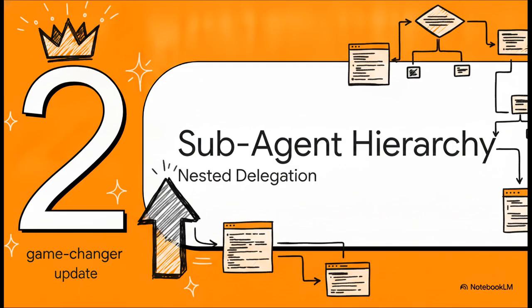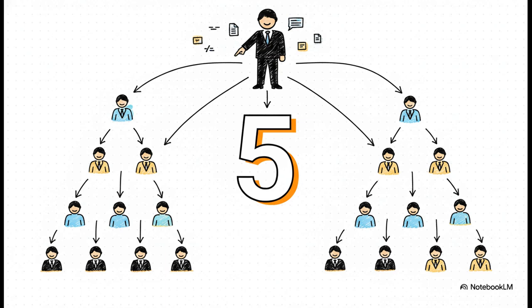Section 2. The sub-agent hierarchy. All right, this is the absolute crown jewel of this update, the number 5. You know how in previous versions, Claude Code had that pretty cool feature where it could dispatch subagents to handle parallel tasks? Great feature, but it was definitely limited. Well, with version 2.1.172, those subagents can now dispatch their own subagents, up to 5 levels deep.